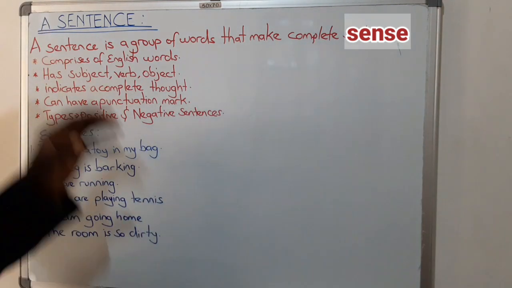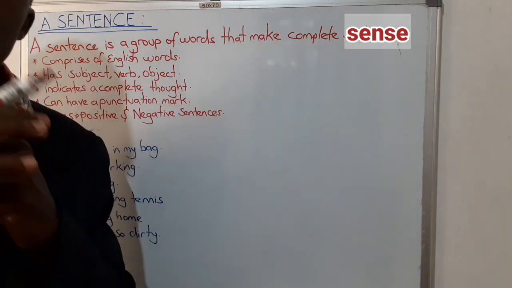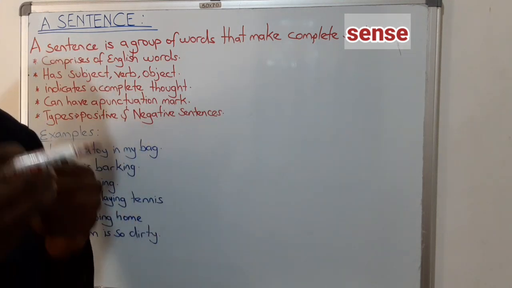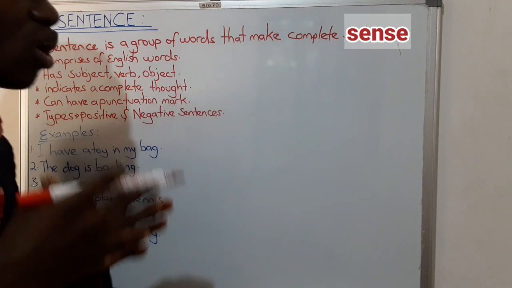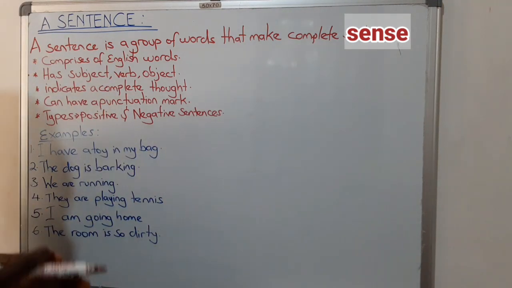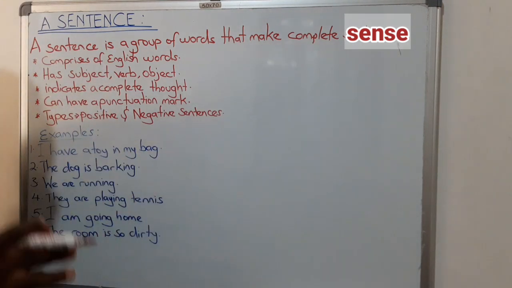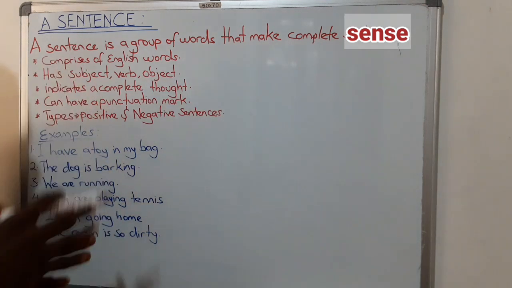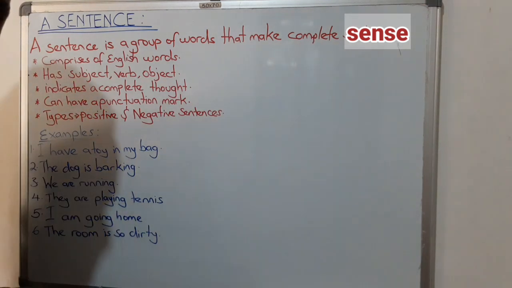By definition, a sentence is made up of words that tell a story, words that explain what the user is trying to say or express to the audience. Hope we are together. So in other words, that is a sentence in English.